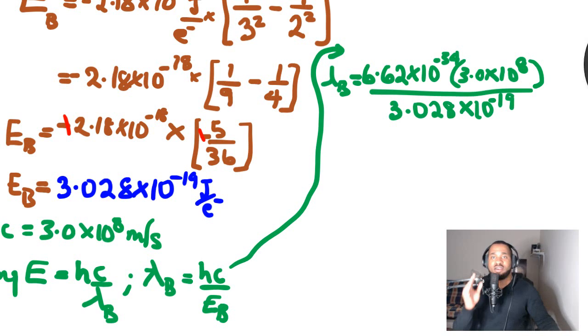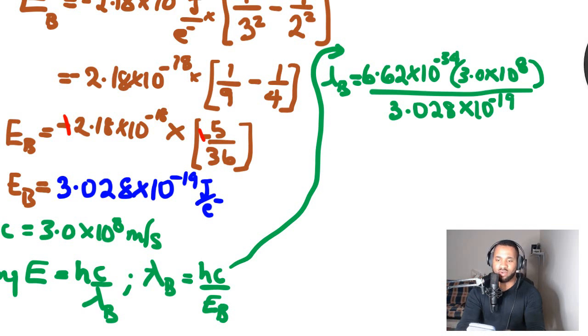Take note here that the units must actually match up, and once they do match up, we're going to be able to determine our answer. When you put that into your calculator: 6.62 times 10 to the negative 34 times 3.0 times 10 to the 8 equals that, then divided by 3.028 times 10 to the power of negative 19.